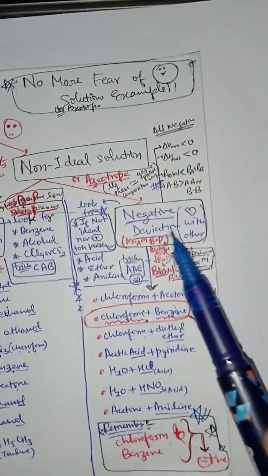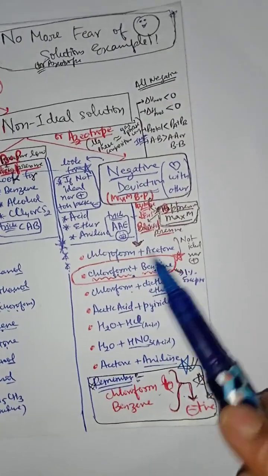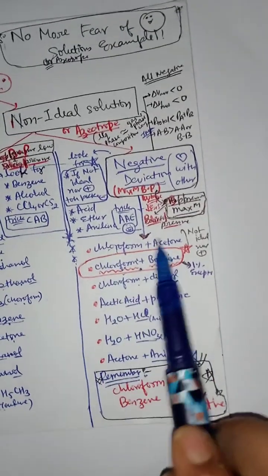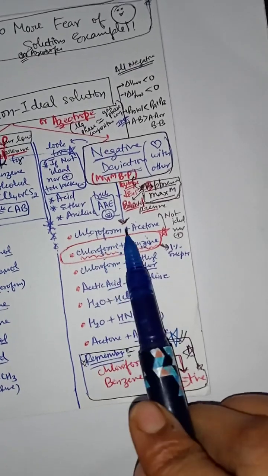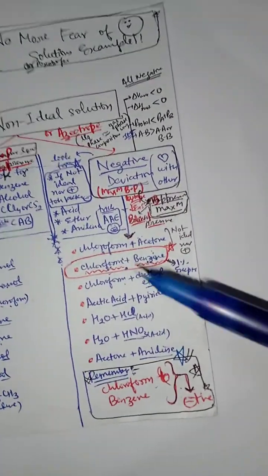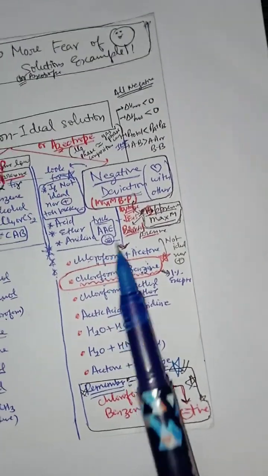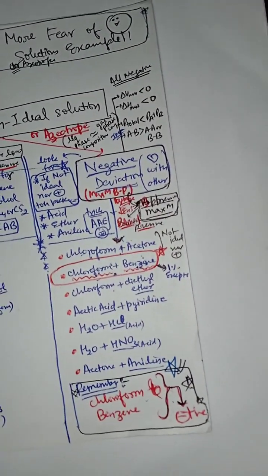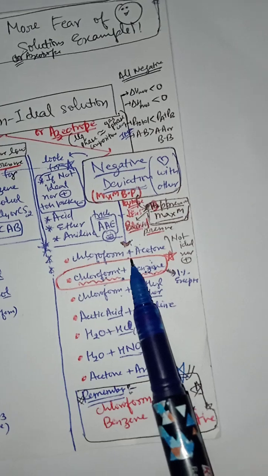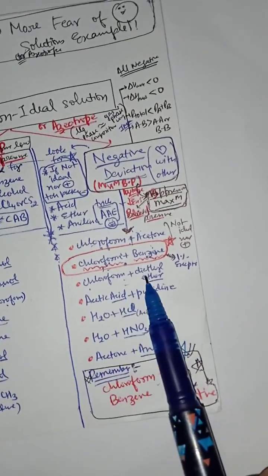Okay, so here you can see the examples of negative deviation non-ideal solution: chloroform plus acetone, chloroform plus benzene. See, chloroform acetone: here there is no ether, no acid, no aniline. I agree with you, but is there any similarity? No. Is there benzene, CCl4 or CS2 or alcohol? No. So the rest will come into the negative deviation non-ideal solution, and it is the rest one. Don't forget this. Now chloroform plus diethyl ether.